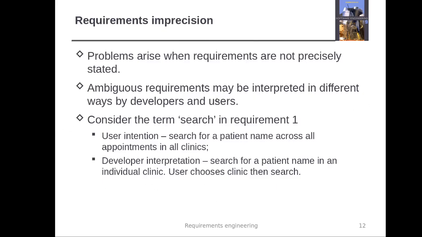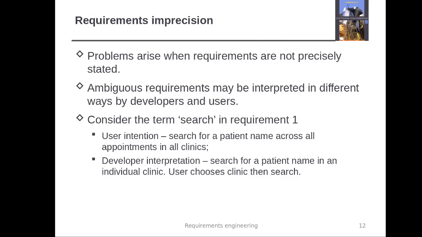Ambiguous requirements may be interpreted in different ways by developers and users. So what we are understanding is that requirements should be precisely stated. If it is not precise and looks a little bit ambiguous, then the people responsible for gathering the requirements should ask repeatedly to make the requirements precise and very clear.